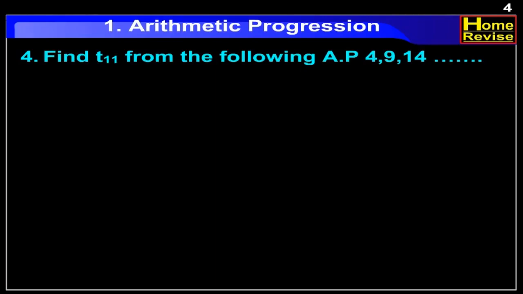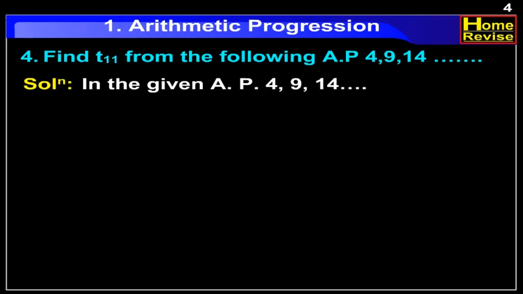Find T11 in the following arithmetic progression: 4, 9, 14 and so on. Solution. In the given AP 4, 9, 14 and so on, first term A is equal to 4 and common difference D is equal to 9 minus 4 is equal to 5.